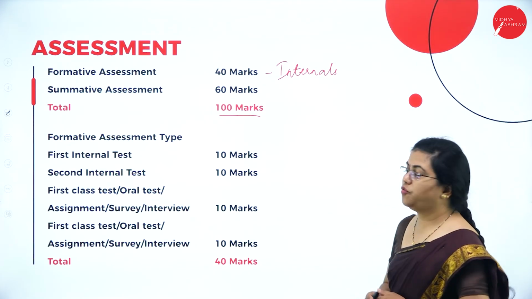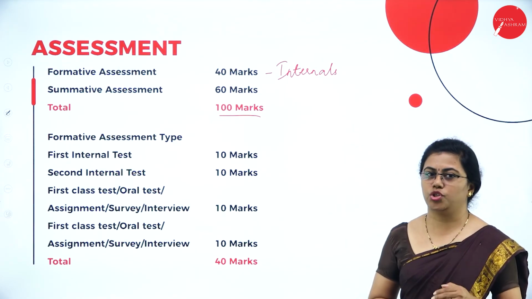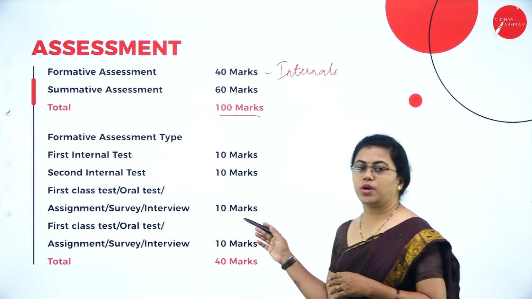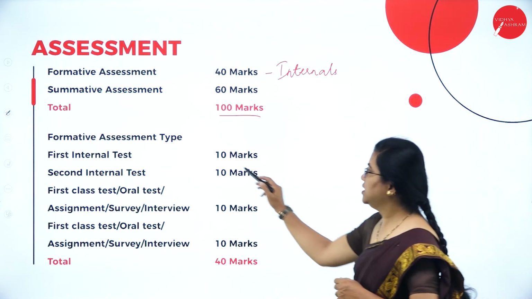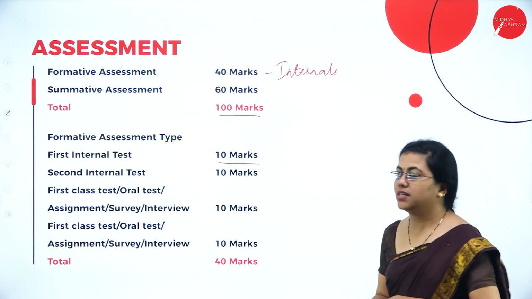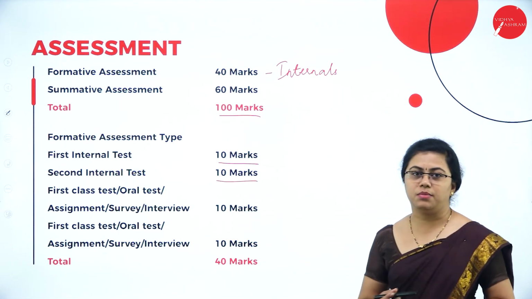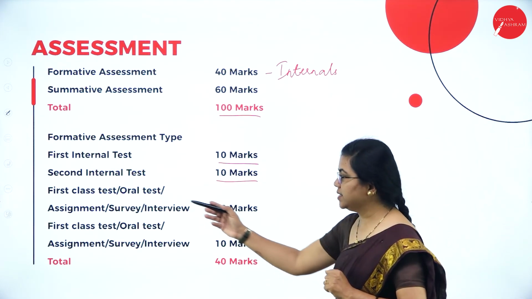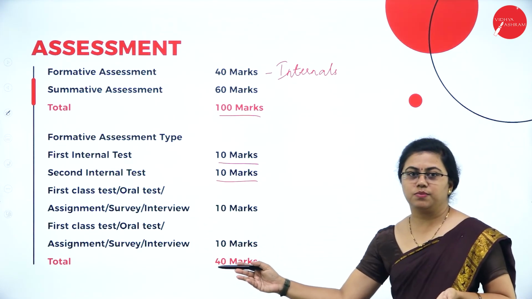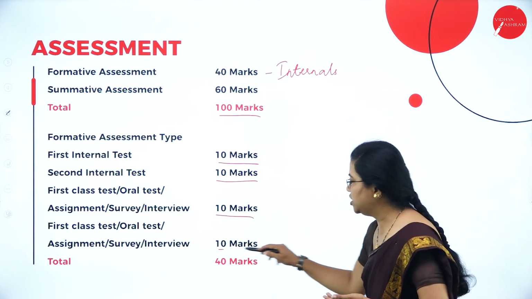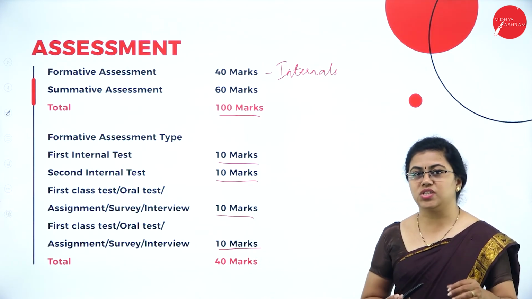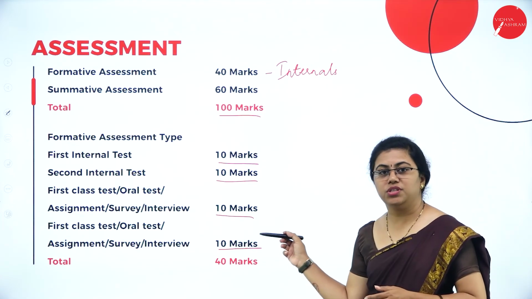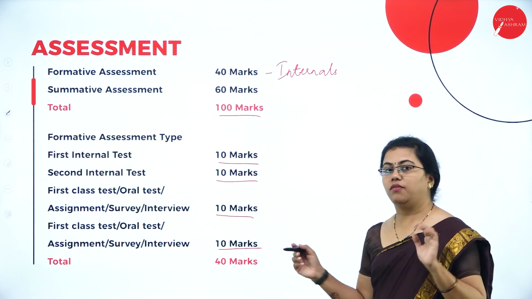So what do we do in this formative assessment? That 40 marks, what do you do in that? The first internal test, which we are going to conduct, will be reduced to 10 marks. Then we have second internals also, that will be reduced to 10 marks. Apart from this, we have some assignments also, that is survey, interview, whatever it is, that will be there for 20 marks. Each survey, each case study, whatever you do, we are going to reduce it to 10 marks, and we are going to give you marks over there.